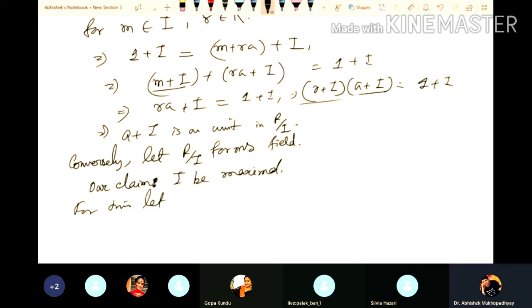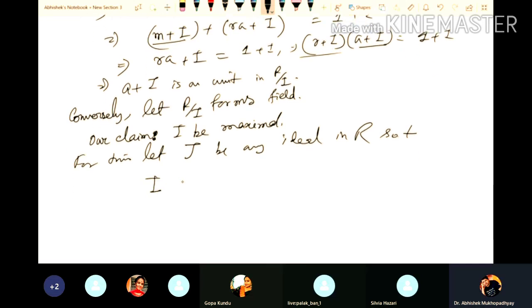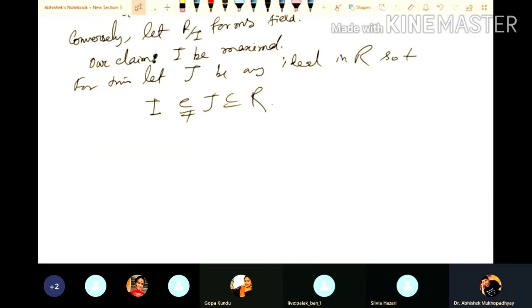For this, let J be any ideal in R such that I is a proper subset of J and J is a subset of R. Now since I is a proper subset of J, there exists a small a belonging to capital J such that a does not belong to I.